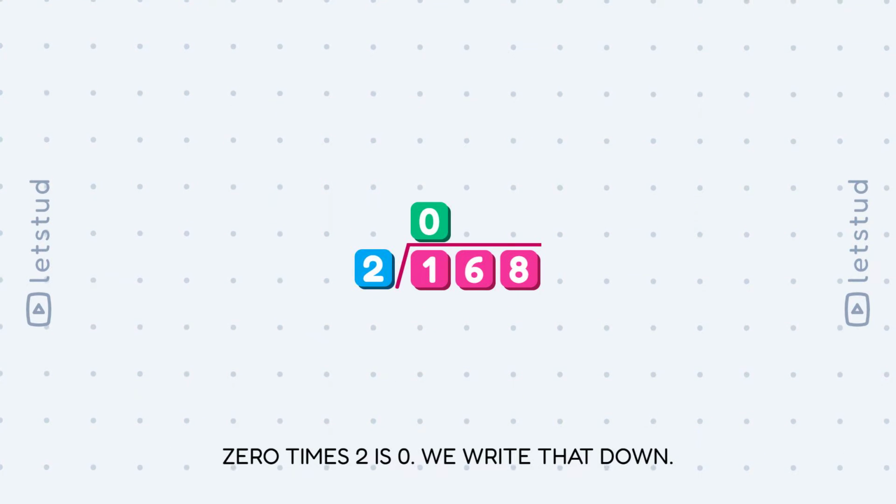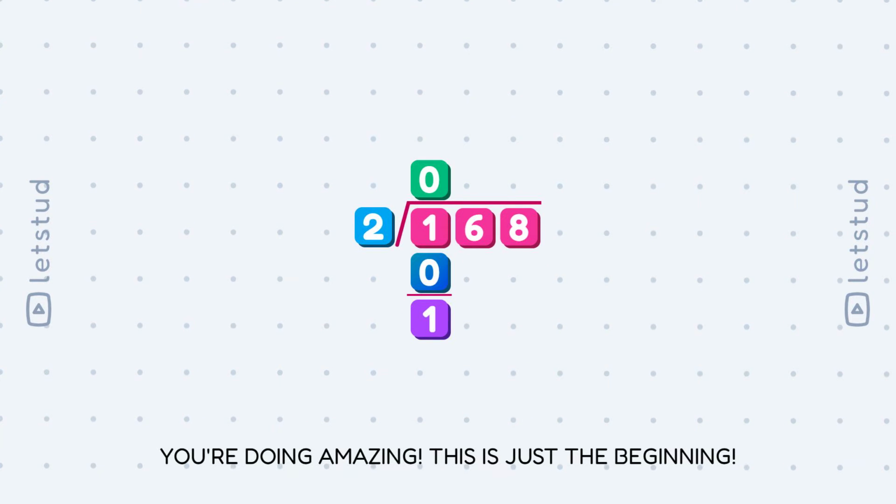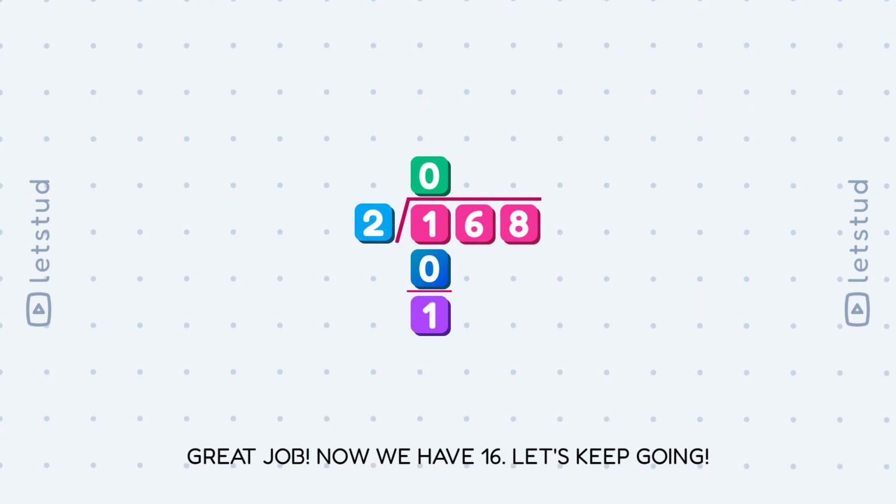0 times 2 is 0, we write that down. 1 minus 0 is 1, we've got a remainder to carry over. You're doing amazing, this is just the beginning. Now, let's bring down the next digit to make a new number. Great job, now we have 16, let's keep going.